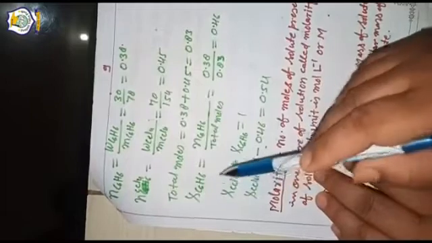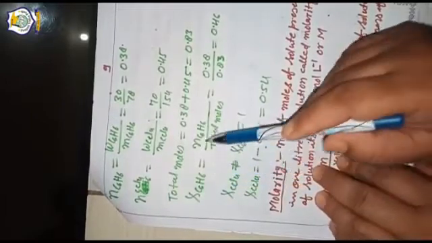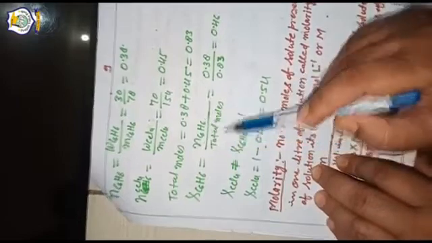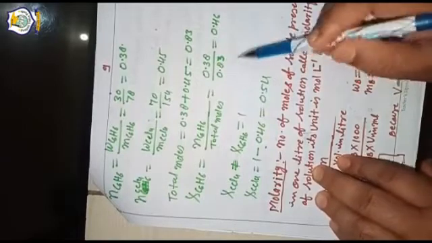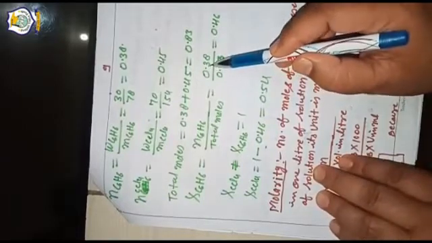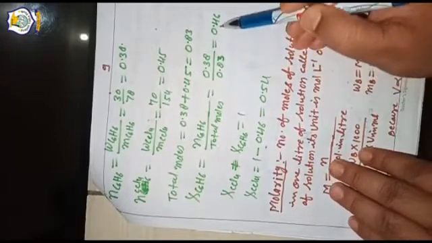The mole fraction of benzene is found by using the formula: the number of moles of benzene upon total number of moles. The number of moles of benzene are 0.38 upon 0.83. The answer is 0.46.